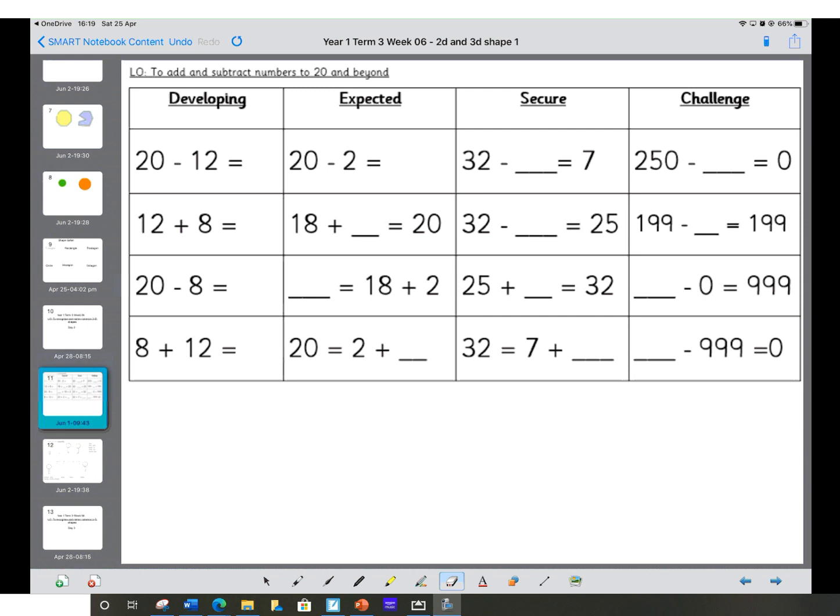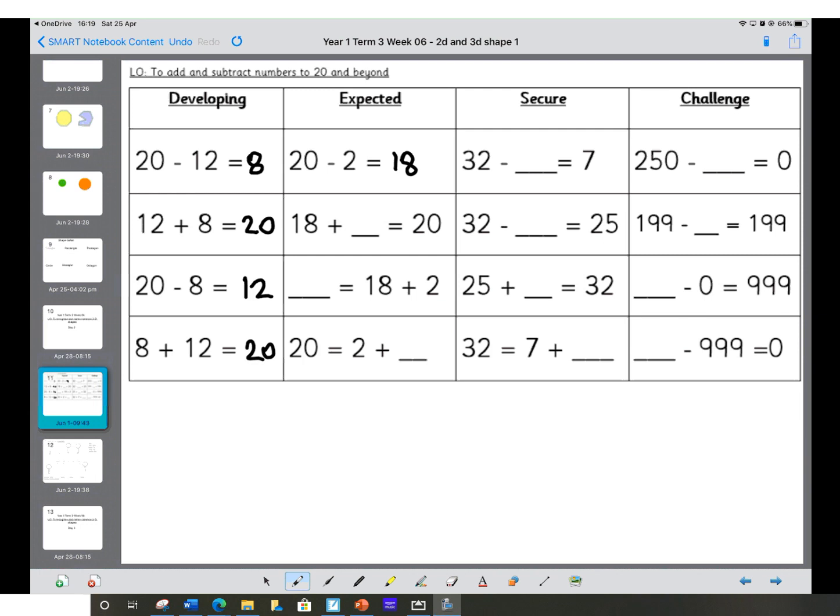which would, when you've taken 12 back from 20, you'd be left with 8. Next one, 12 plus 8 equals, well, it's commutative, so it's 20. And then 20 minus 8 becomes 12, and 8 plus 12 becomes 20. So once you've got the answer to the first one, generally you can work out all 4 of the blocks today. So 20 take away 2, again using your number beads, you'd be left with 18.